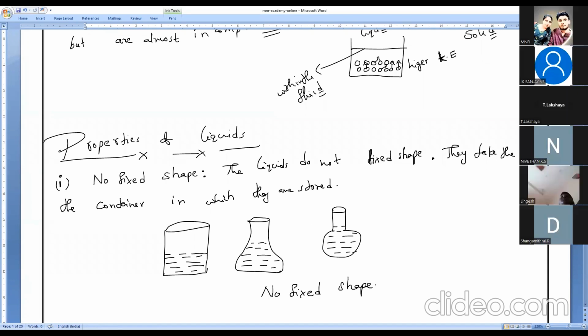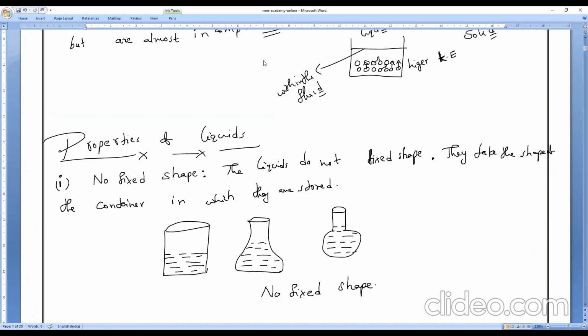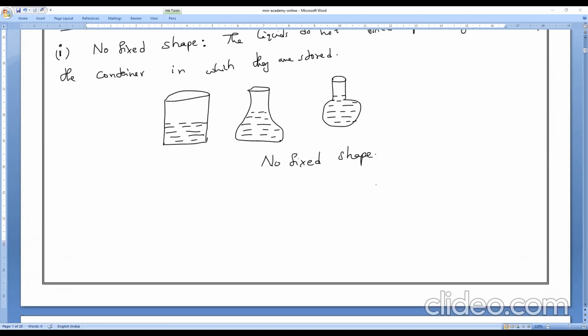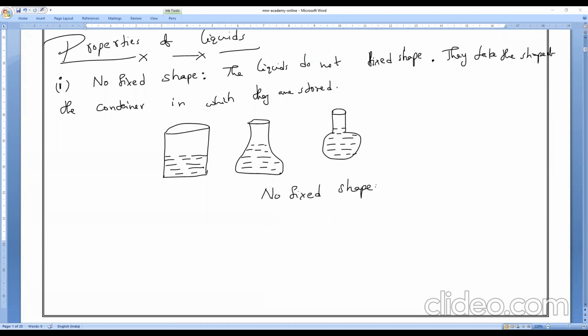Anybody can tell? Because the particles are present between them. How are they? Loosely packed or closely packed? Loosely packed, compared to the solids. So that is the reason. They are weakly attracted. Means the force of attraction between them is less than solids or more than solids? Less than solids.